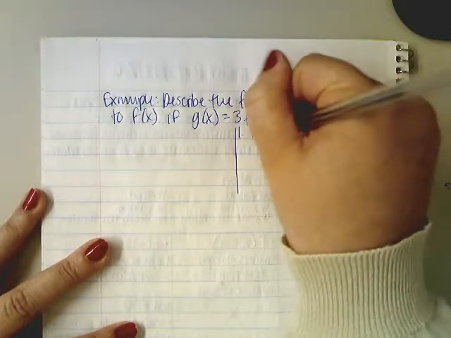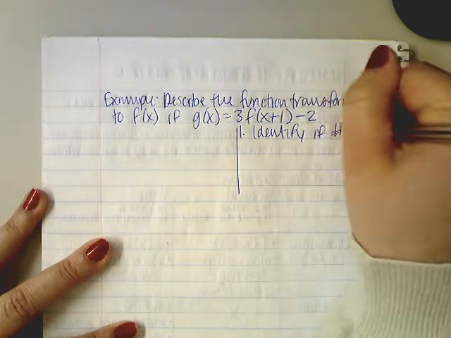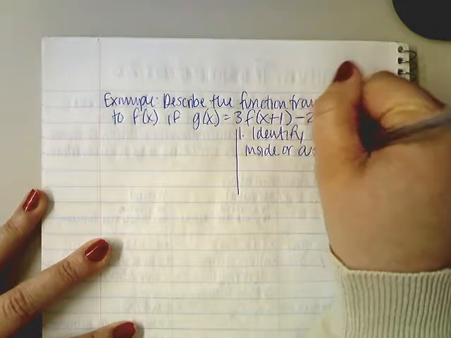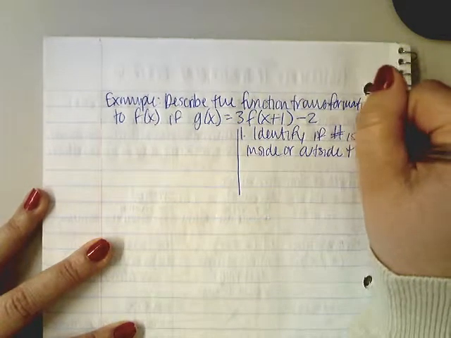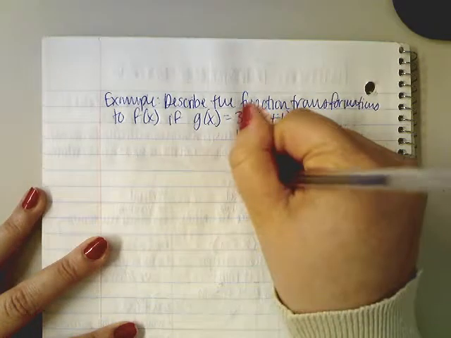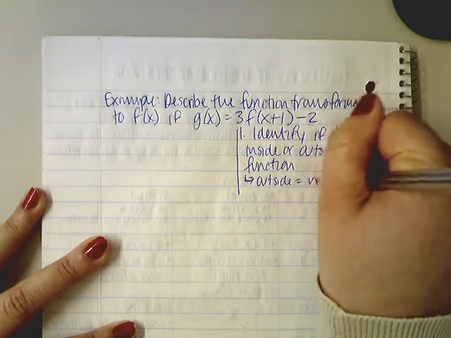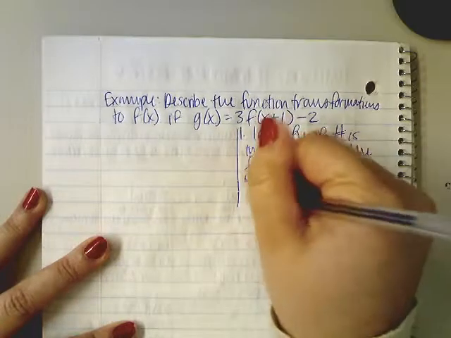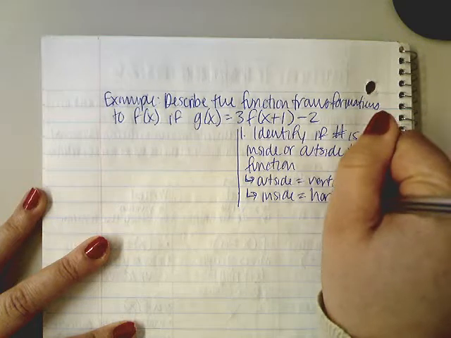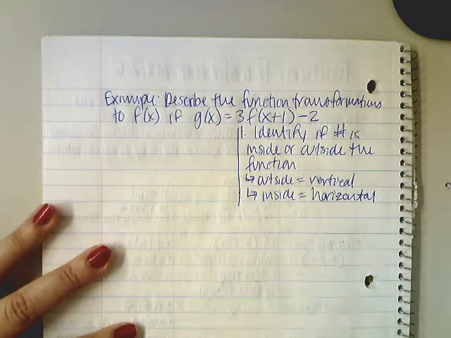So our first step is to identify if the number is inside or outside the function. So again, outside is vertical and inside is horizontal. So when I'm deciding if it's inside or outside, I'm deciding if it's horizontal or vertical.